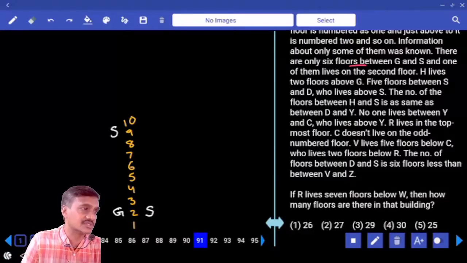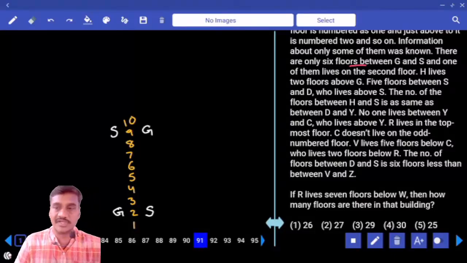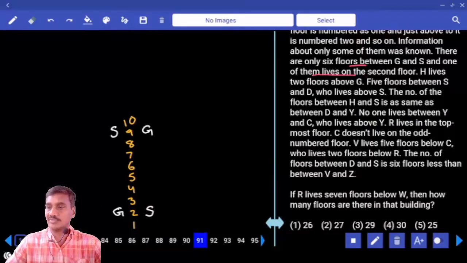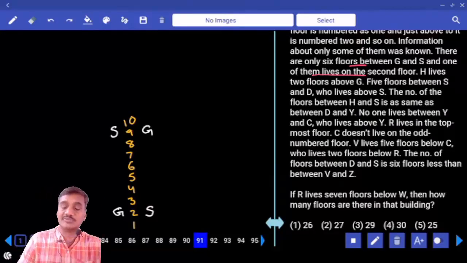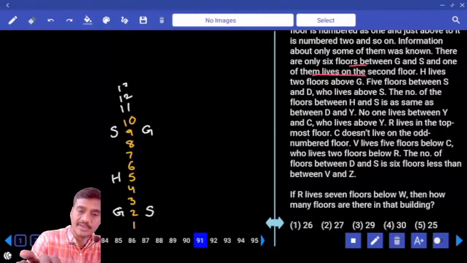In between there are 6. If S is on the 2nd floor, where should G be? On the 9th floor. G and S, and one of them lives on the 2nd floor. H lives 2 floors above G. Now H lives 2 floors above G, going up 11, 12, 13. H is on the 12th floor.